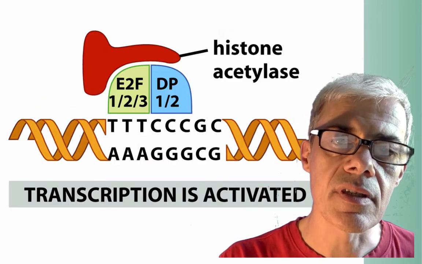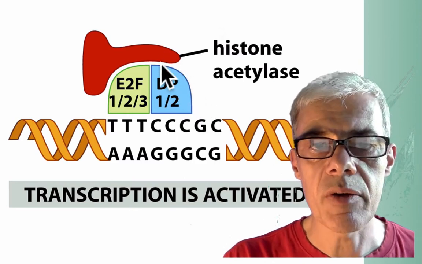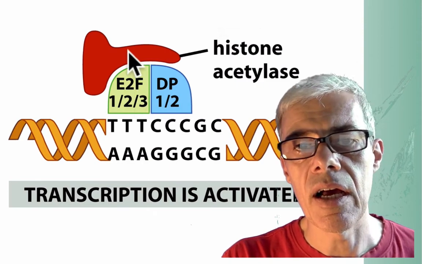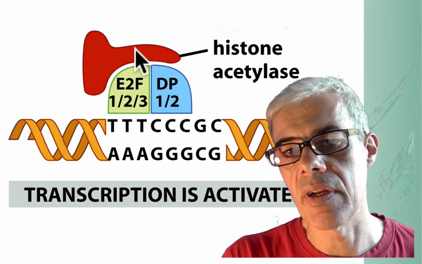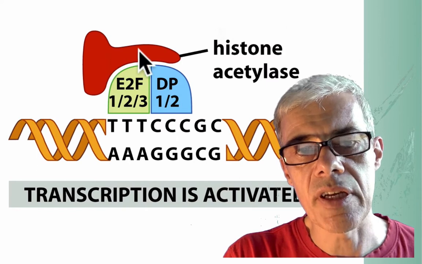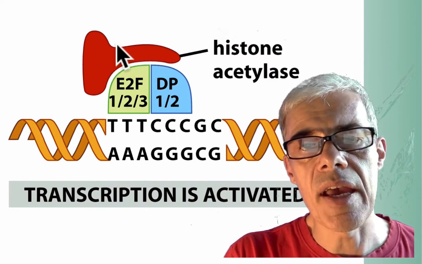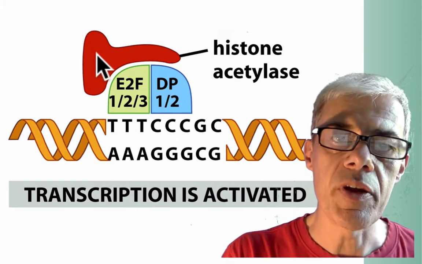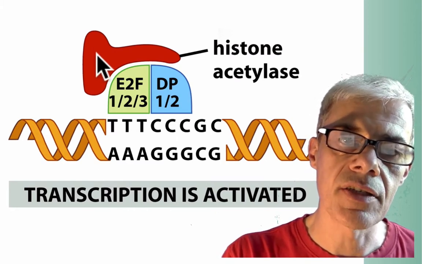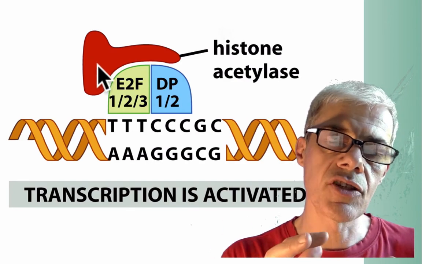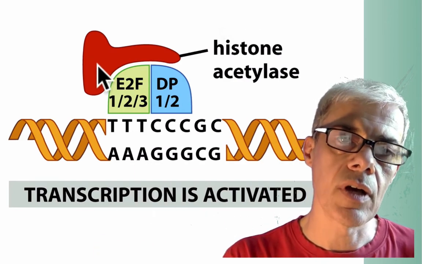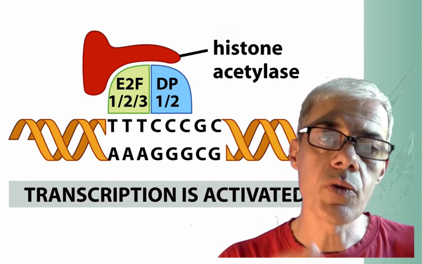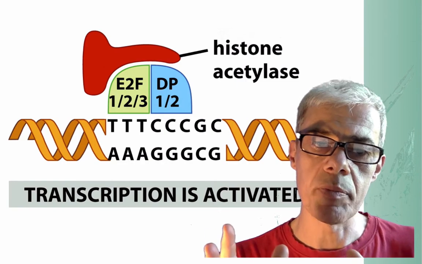Conversely, in the absence of retinoblastoma, the E2F protein is able to tether a histone acetyltransferase, or a histone acetylase. These proteins add acetyl groups to the nucleosome cores. And when you add the acetylases, you change the charge of the histone tails, and this loosens up the nucleosome and allows it to be transcribed.